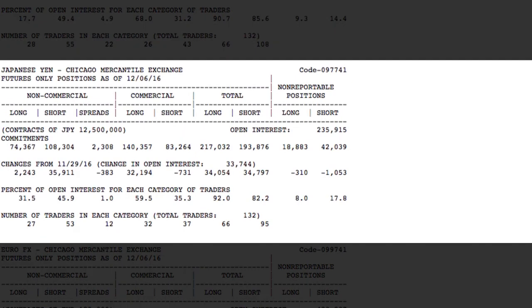We are interested in net non-commercial positions, which are contracts held by large speculators, mainly hedge funds and banks trading currency futures for speculation purposes. Here we have the Japanese yen. The report date shows trade positions taken from the 6th of December 2016. The long and short position numbers show that there were more short positions taken than long positions.